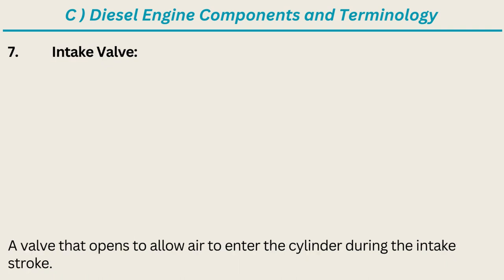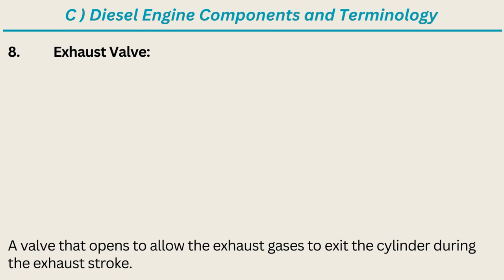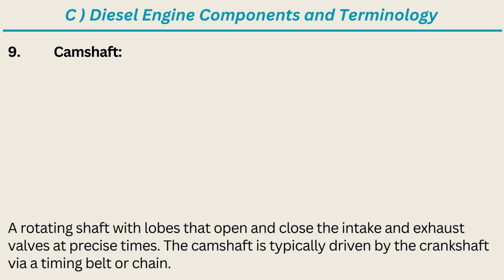7. Intake valve. A valve that opens to allow air to enter the cylinder during the intake stroke. 8. Exhaust valve. A valve that opens to allow the exhaust gases to exit the cylinder during the exhaust stroke. 9. Camshaft. A rotating shaft with lobes that open and close the intake and exhaust valves at precise times. The camshaft is typically driven by the crankshaft via a timing belt or chain.